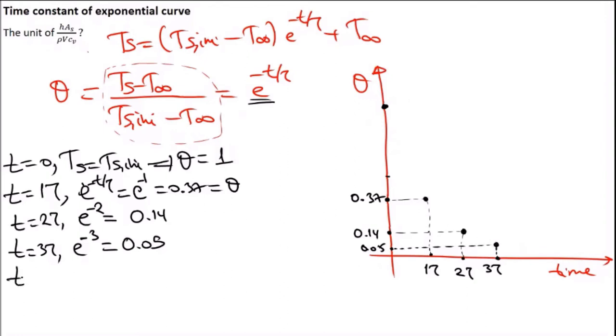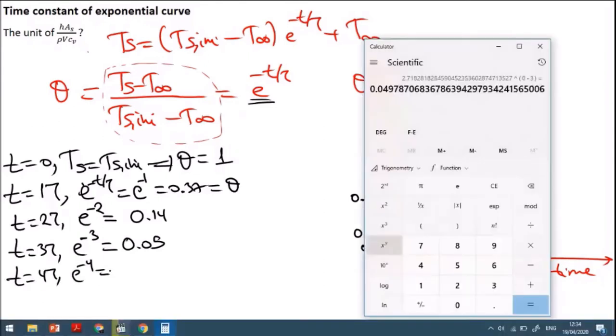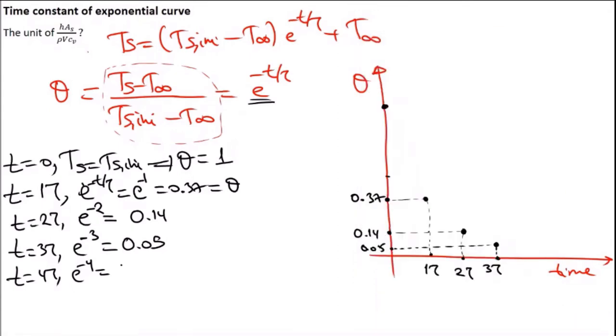And then if I say that t is equal to 4 tau, you will have e to the power of negative 4. Let's find it. The exponential of negative 4 will be 0.02. Half of it is here, you will have 0.02 here.